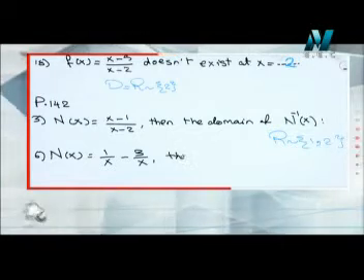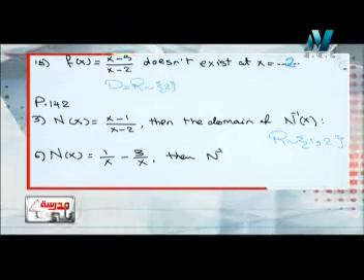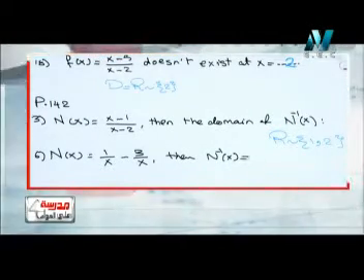We have a question written here, number 6 in choose. A very strong question, it writes number 6: n of x equals 1 over x minus 3 over x, then the multiplicative inverse of x equals.